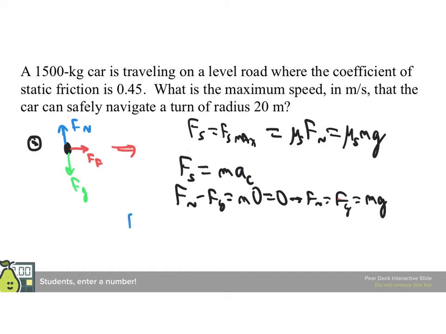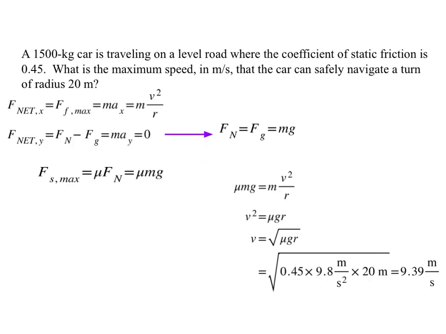Now we know that Fs has to be mv squared over r. So we can turn this around to say that v squared has to be FsR over m, or mu mgr over m, or just mu gr. The actual calculation says that we get a speed of just about 9.39 meters per second. Any faster, and the friction will not be large enough to give the correct acceleration, so the car will spin out and will not go in a circle.